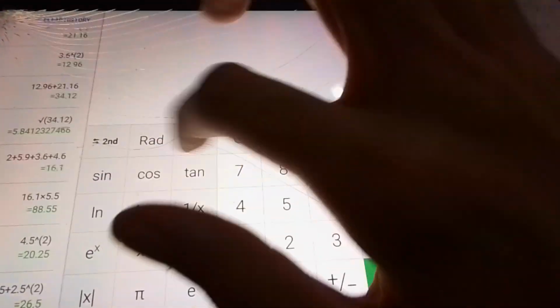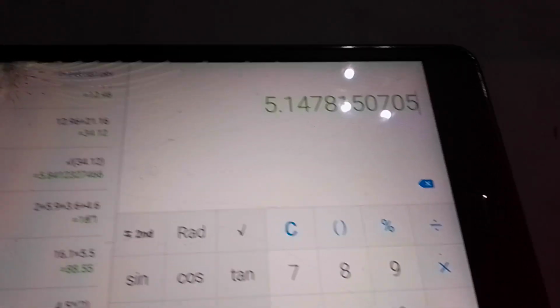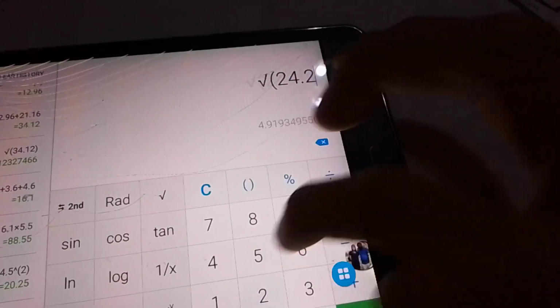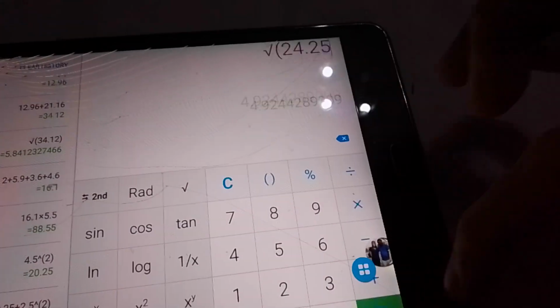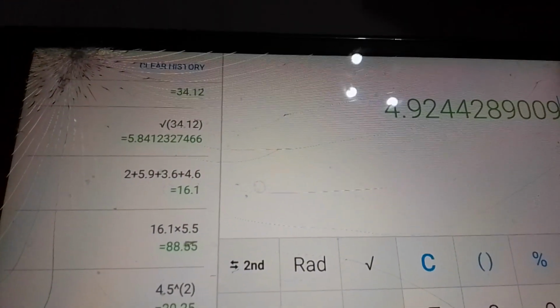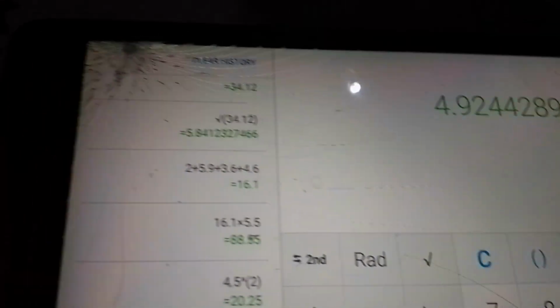Take the square root of this number, we should get 5.14. So therefore, the square root of 26.5 is 5.14 cm. This one naman yung 24.25. Taking the square root will lead you to 4.92. Alright? So you have to determine which is which. Alright? Ito yun.